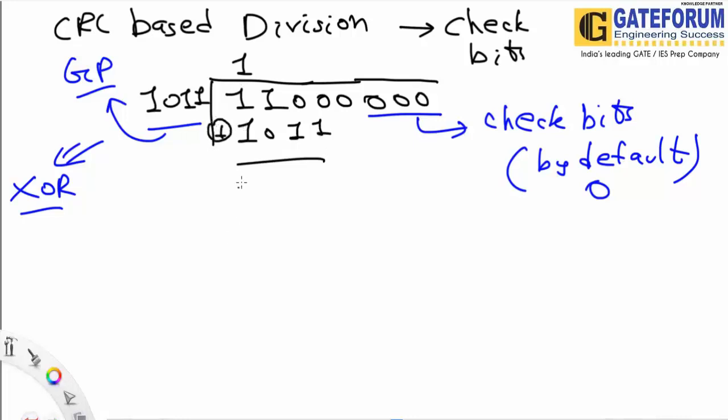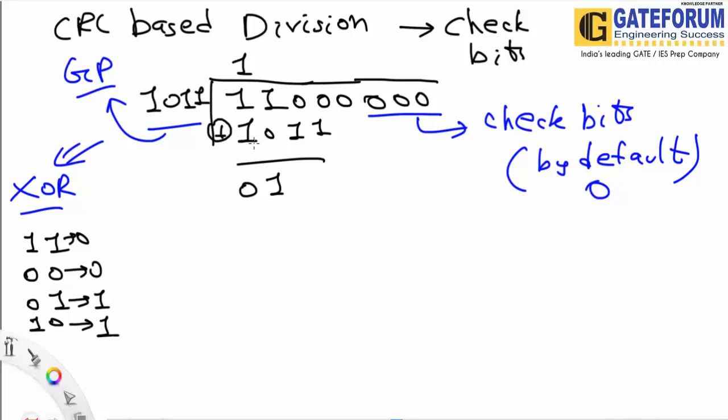So 1 and 1 is 0, then 1 and 0. For XOR, if you are not aware, 1 1 will give me 0, 0 0 will give me 0, 0 1 will give me 1, and 1 0 will give me 1. So it's basically a bitwise XOR. 1 0 1, 0 1 1, and then 0. We always ignore the first bit, which will always be 0, and we take the next digit 0 here. Previously we had taken 1100, now we are taking 1110.